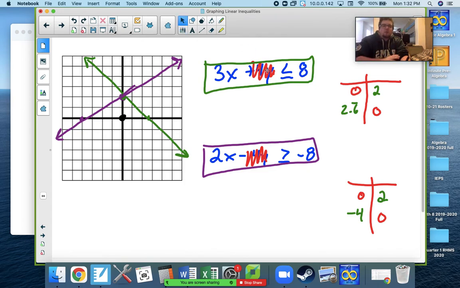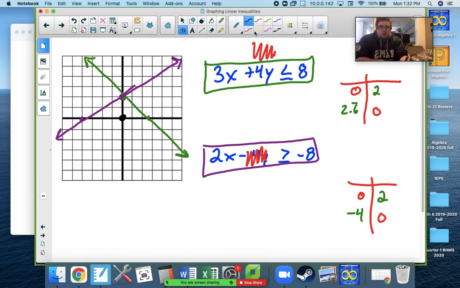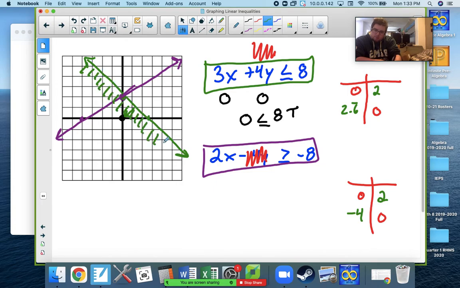So looking at our first equation, 0 goes in for x, 0 goes in for y, so we get 0 is less than or equal to 8. Well, that's true. Meaning for our green line, we have to shade towards 0, 0. So we're going to be shading everything below.